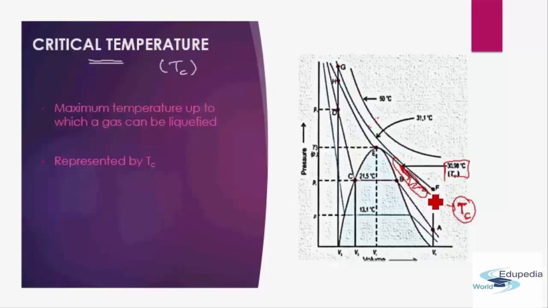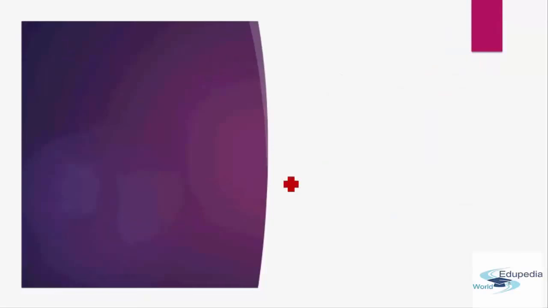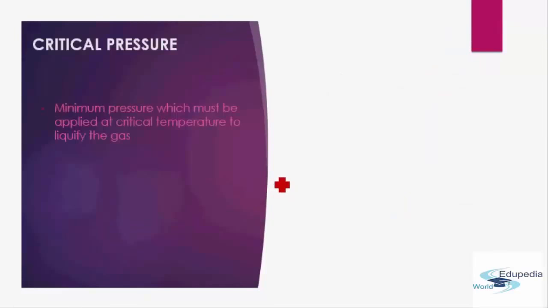Okay, here CO2 is in gaseous phase. At E, I don't know what it is, but after E I know it is always in liquid form. So at point E, there was some particular value of pressure, which was 73 for CO2, that I needed to apply in order to convert my gas to liquid. So this pressure is called critical pressure.